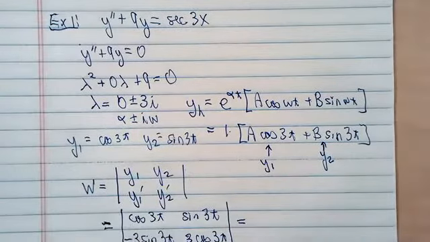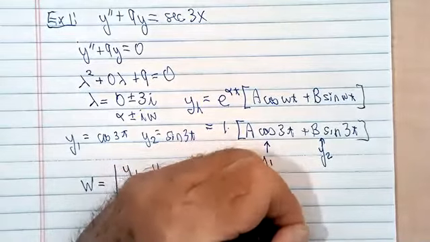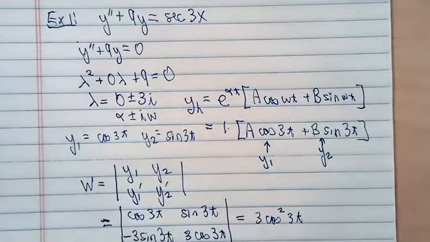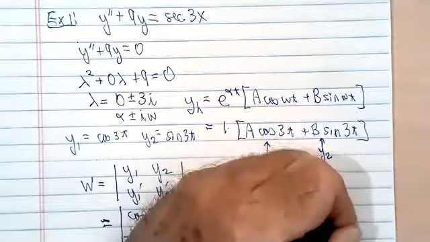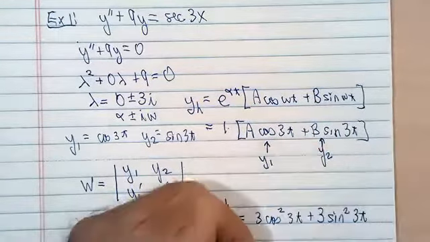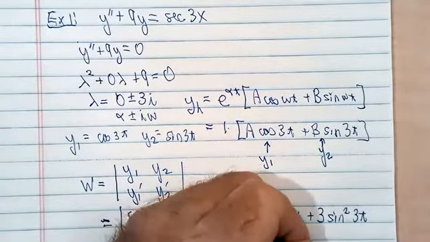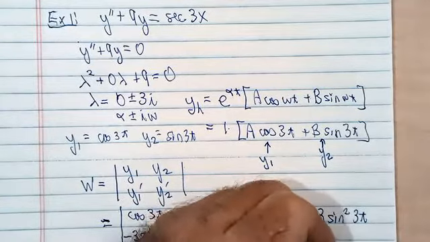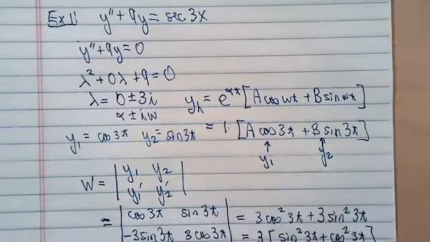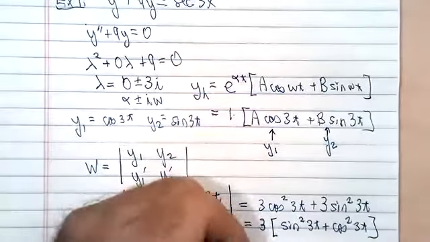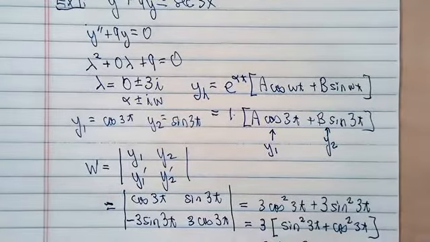And then taking this product, I've got 3 cosine squared 3t. And minus a minus, that gives me a plus 3 sine squared 3t. Factoring off the 3, and I'm putting it in the order we're used to seeing it: sine squared 3t plus cosine squared 3t. Well, sine squared theta plus cosine squared theta equals 1. So the Wronskian in this case is equal to 3.